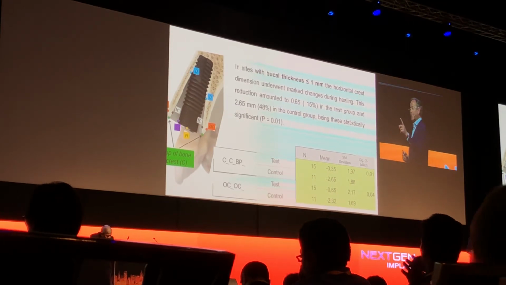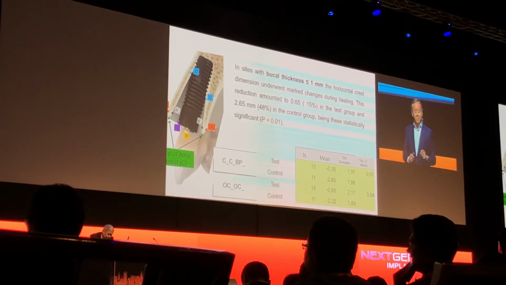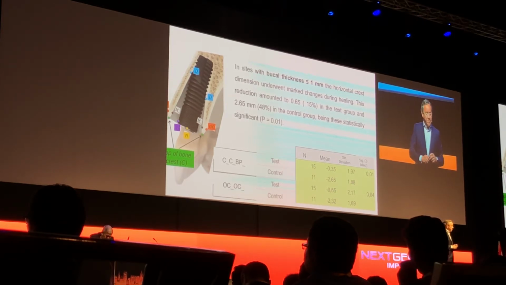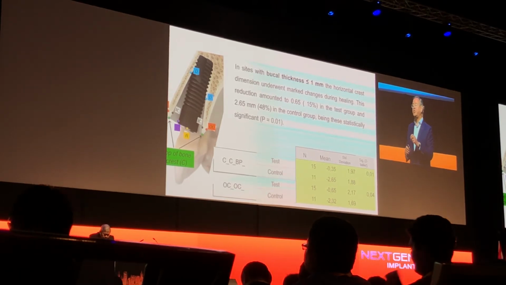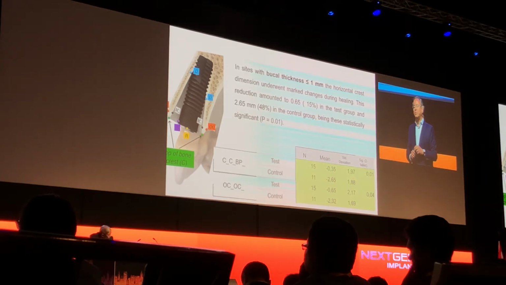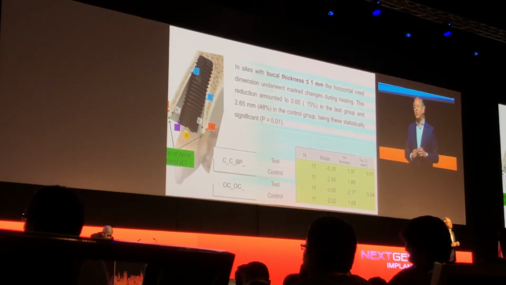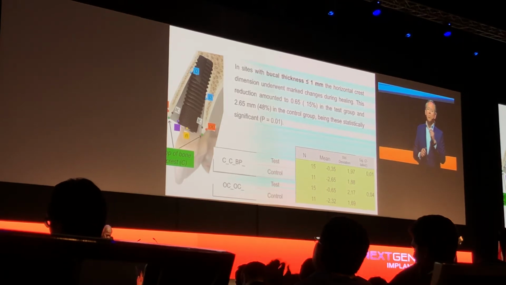However, when we have very thin plates, less than 1 millimeter, then we saw a huge difference. You see, the difference was the difference between 15% horizontal resorption in the test group and 48% in the control group. So yes, indeed, grafting helped to avoid the horizontal dimensional changes in those very thin bone plates.